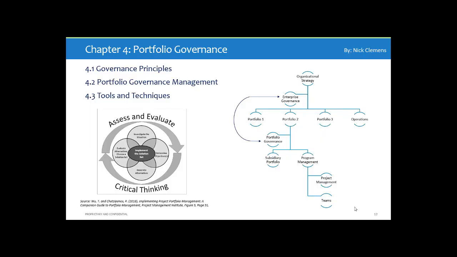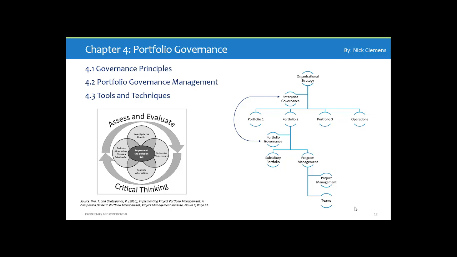Chapter 4 is on portfolio governance, written by Nick Clemens. This chapter really talks about the governance principles of portfolio management, how it's often aligned, for example, with the enterprise governance. It examines portfolio governance management itself in great detail, and also highlights some of the tools and techniques.